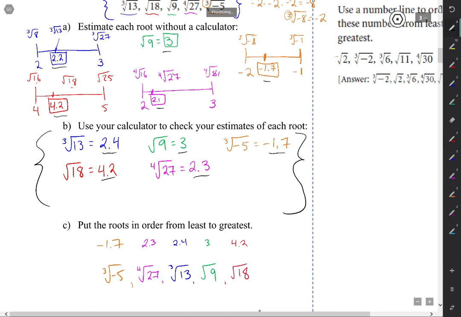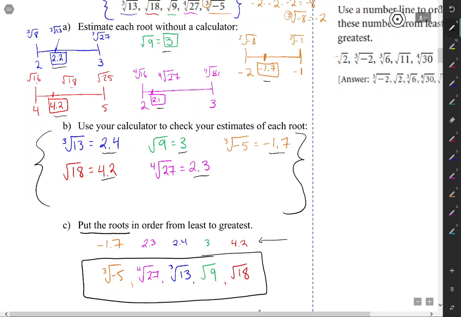So whenever you're putting your final answer for this, make sure you put the roots. Don't put the numbers that we got. I want to see the roots in order from least to greatest. So there we have it.